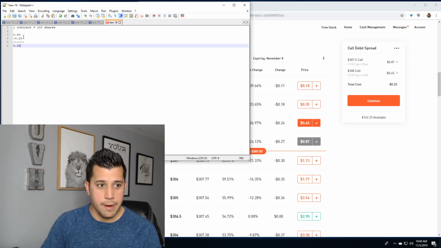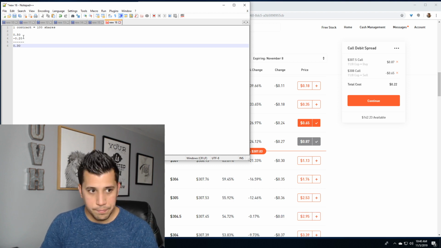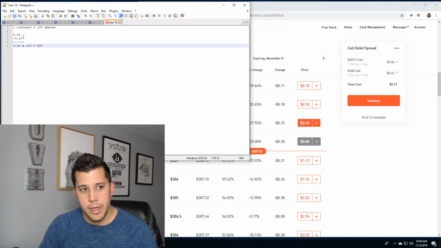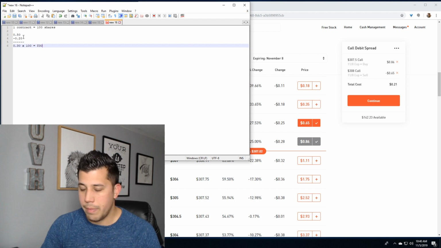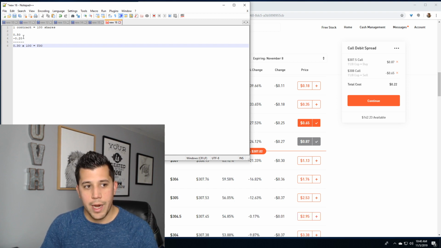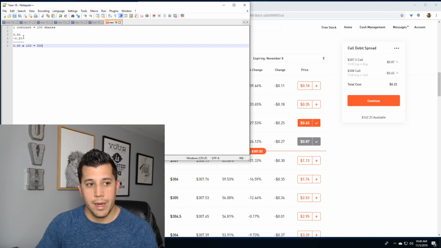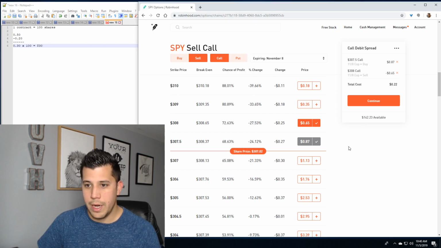So for this trade, let's times this by 100, which equals $30. My max profit is going to be $30. My total max loss is going to be $20 on this. So the most I could lose is $20, and the maximum that I can make is $30.